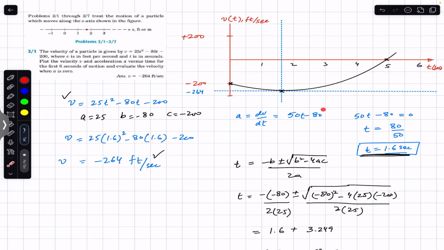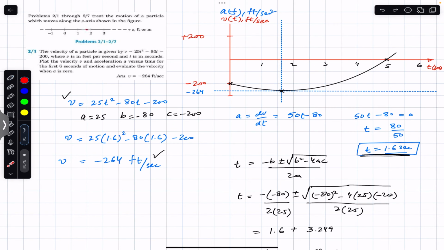Similarly, now we have to plot the acceleration as a function of time. It's a straight line, since the variable t has an index of 1, or power 1. When it's power 1, it's a straight line equation. When t is equal to 0, the acceleration is minus 80. Now we will plot the acceleration on the same graph. The acceleration as a function of time is in feet per second squared, and when t is equal to 0, the acceleration is minus 80.